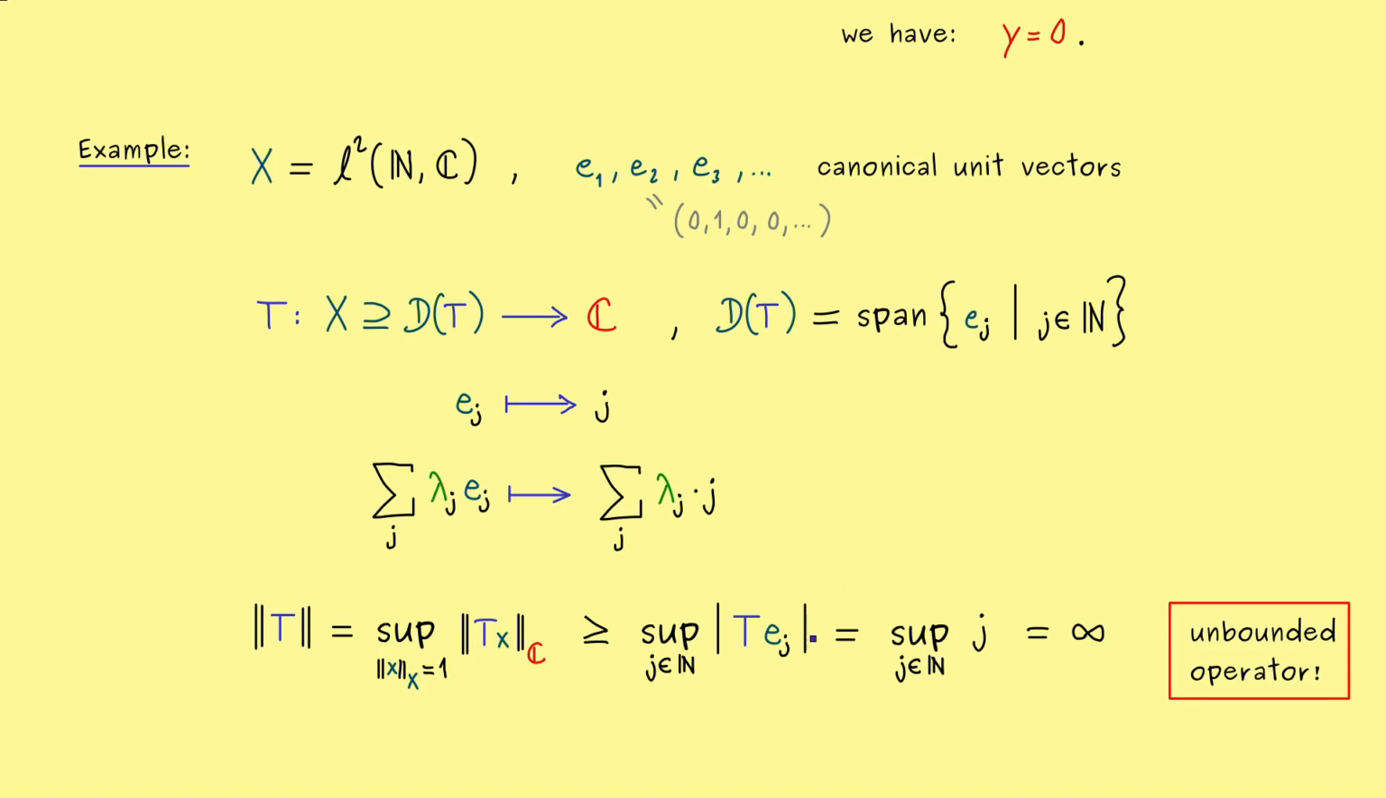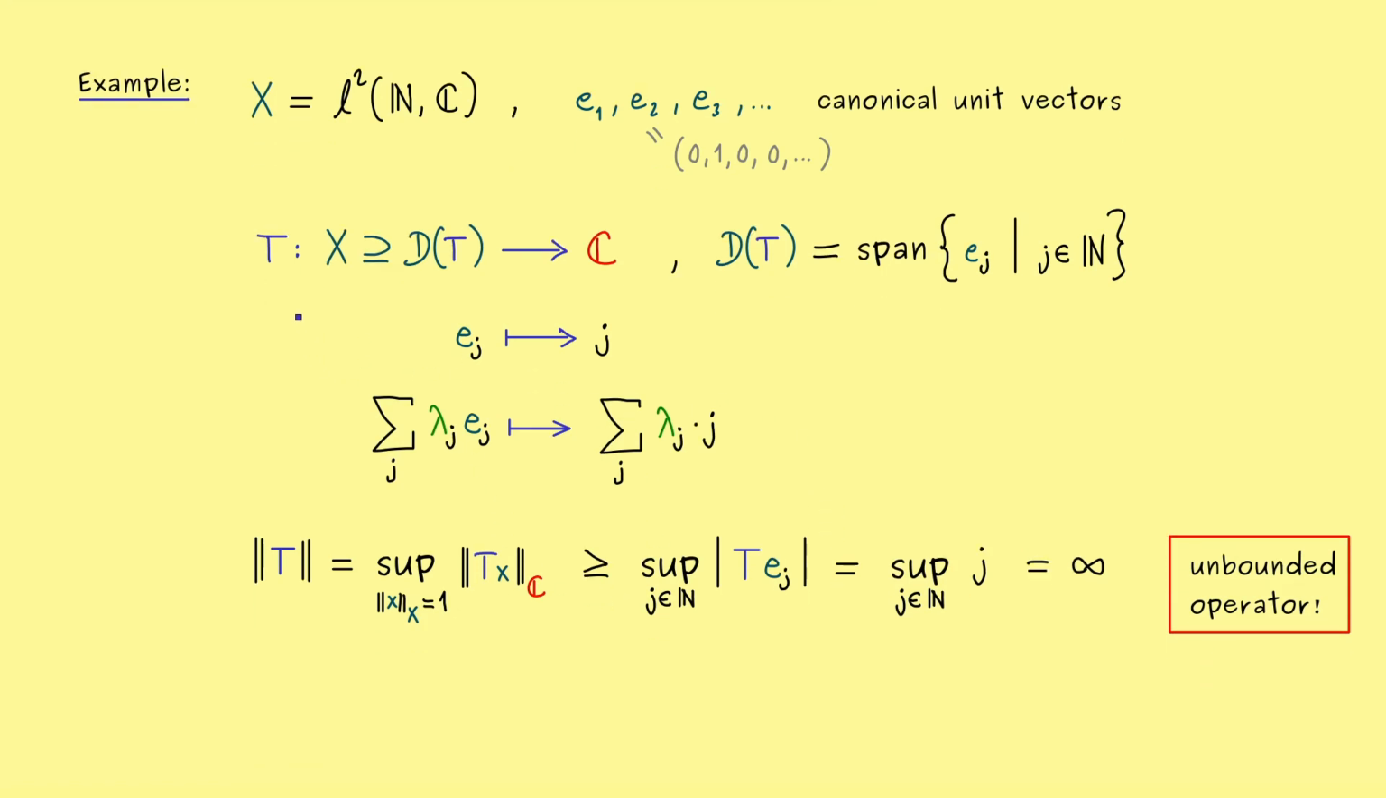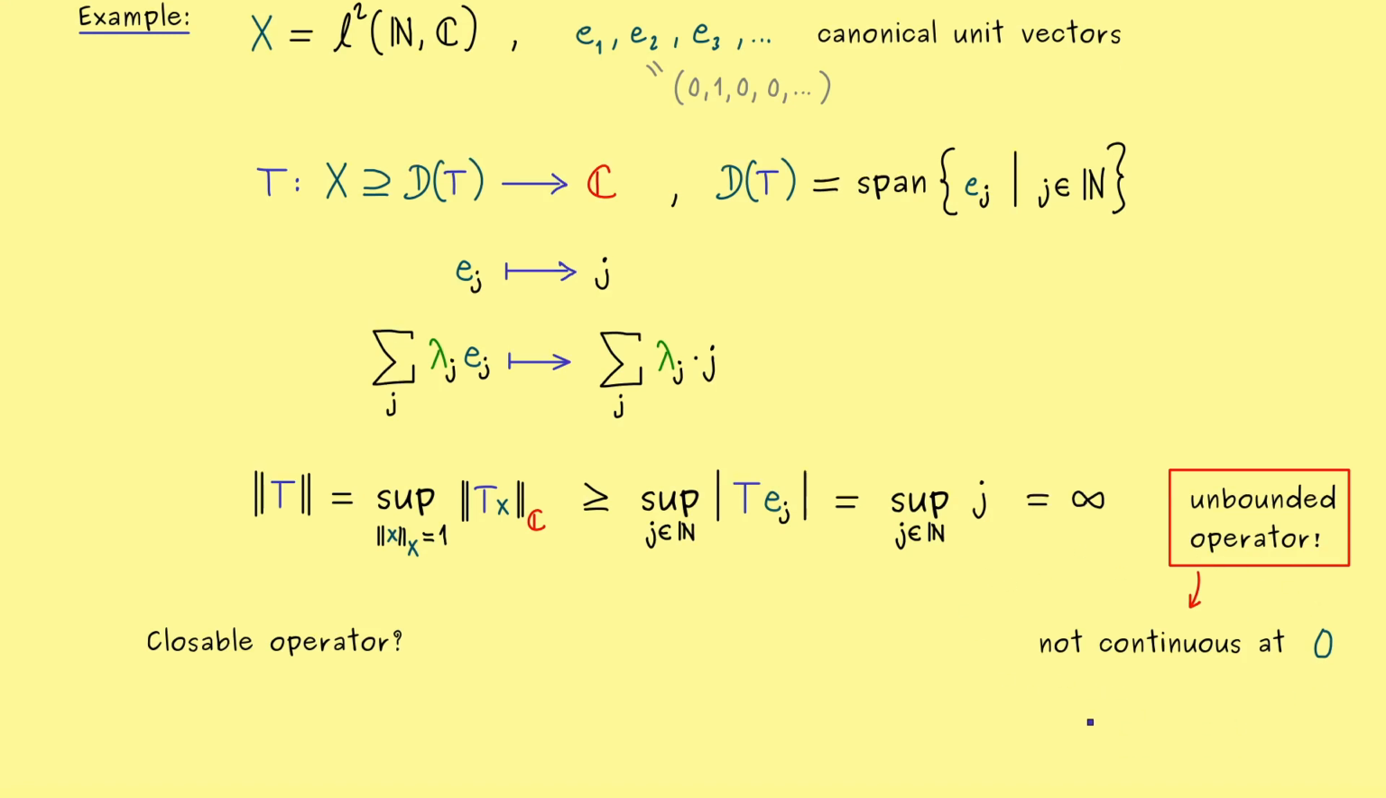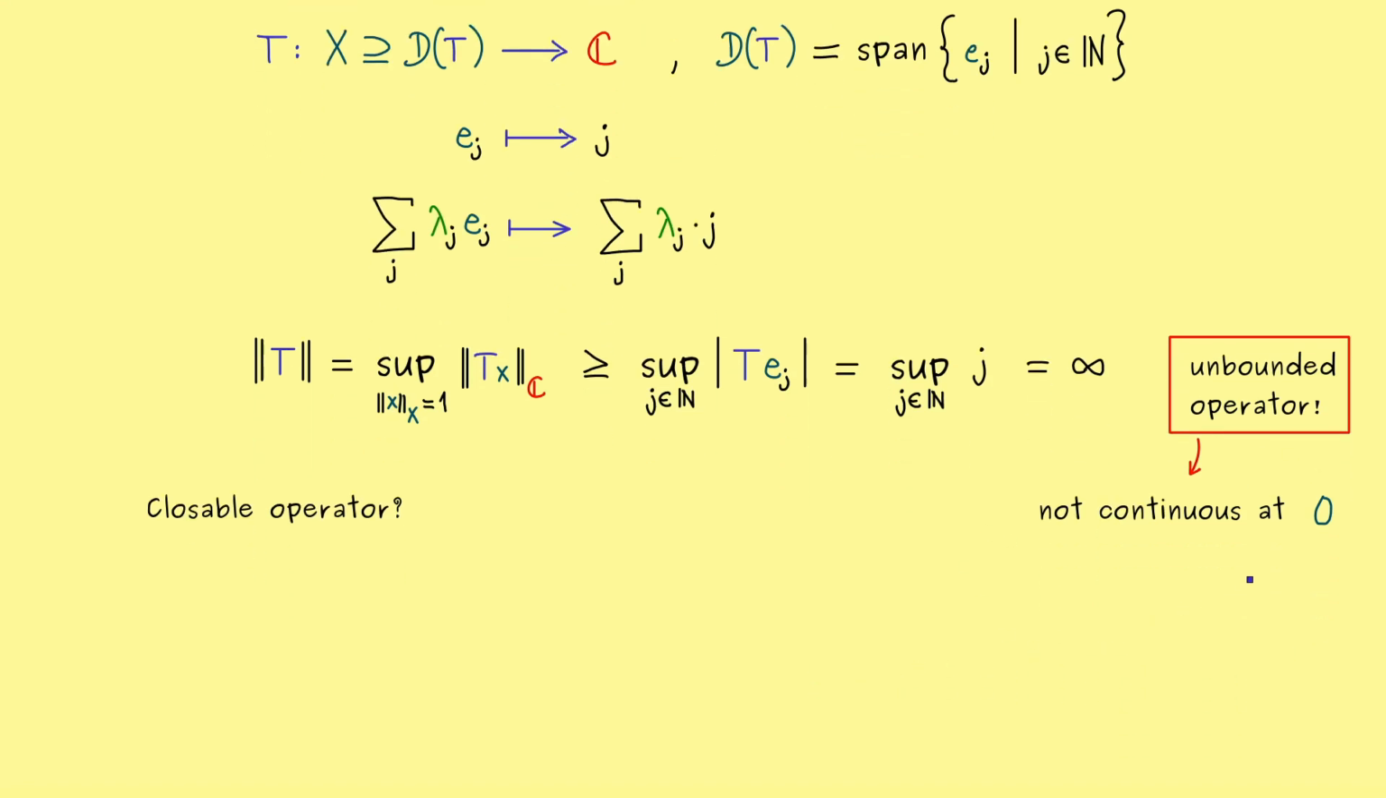Therefore, my next question would be, is it at least a closable operator? And in order to answer this question, we will use our sequence property for closable operators from before. And we can combine that with the fact that we have an operator which is not continuous at the origin. So please never forget, for linear maps, boundedness and continuity are connected. Okay, then let's use this fact here for a sequence that converges to 0.